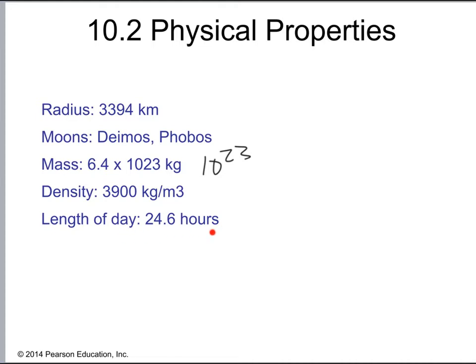The length of the Martian day, however, is very similar to the length of the Earth day. It's a little bit more than 24 hours, but a day on Mars is about the same time as a day on Earth. So that's kind of cool, that similarity.